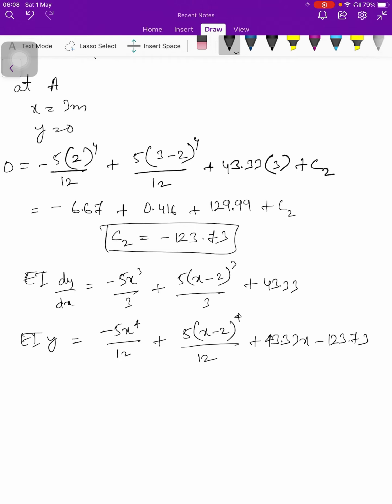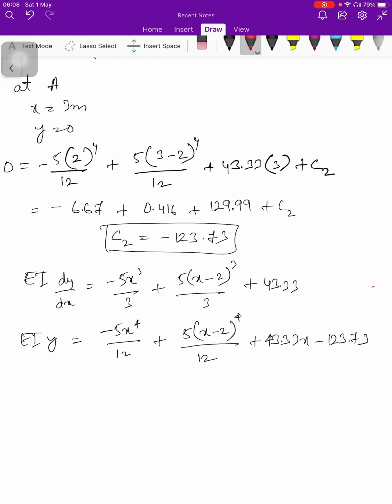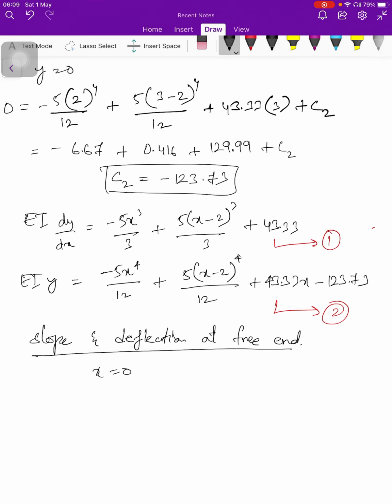Okay, so these are now the final equations. This is 1 and this is 2. So what is asked? Slope and deflection at the free end is asked. So at the free end x will be 0. So substitute x is equal to 0 in equation number 1.